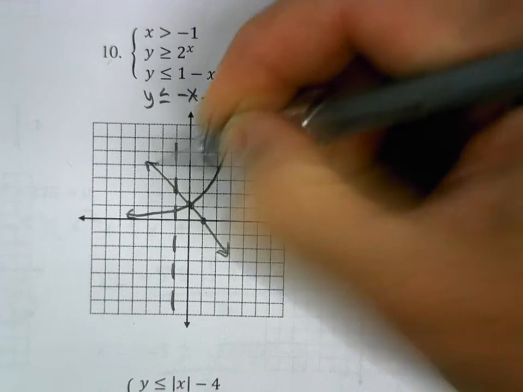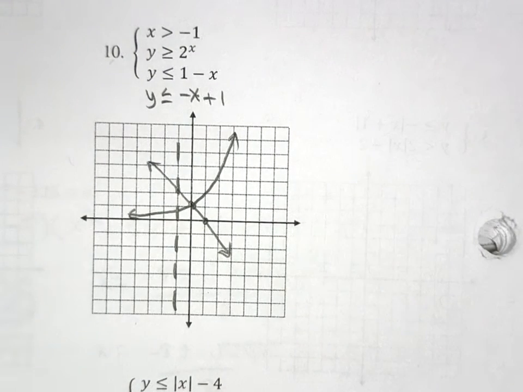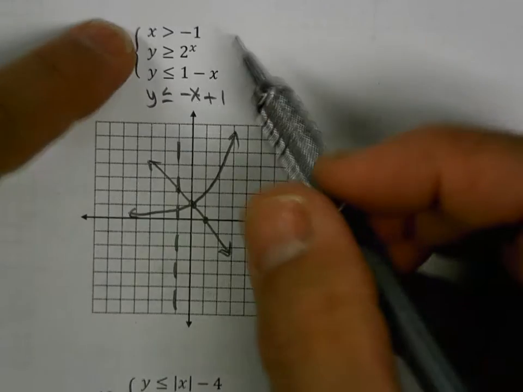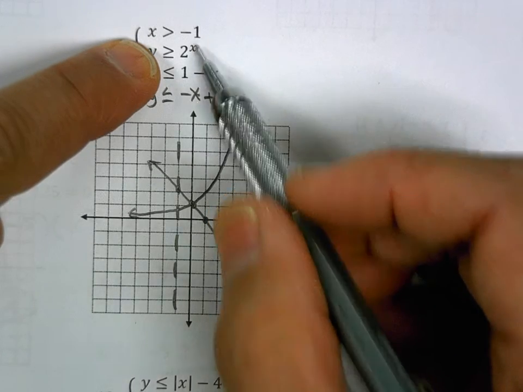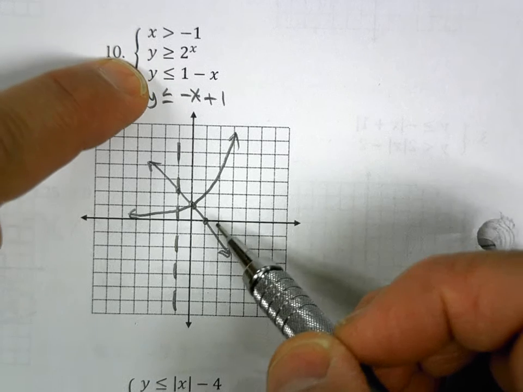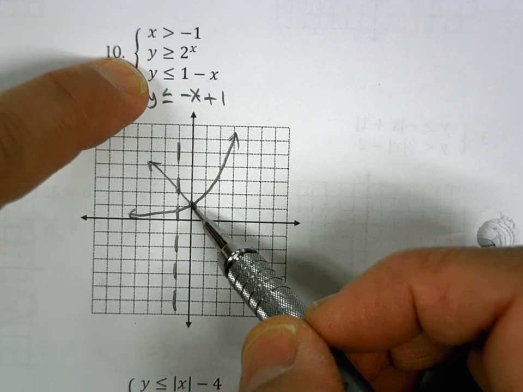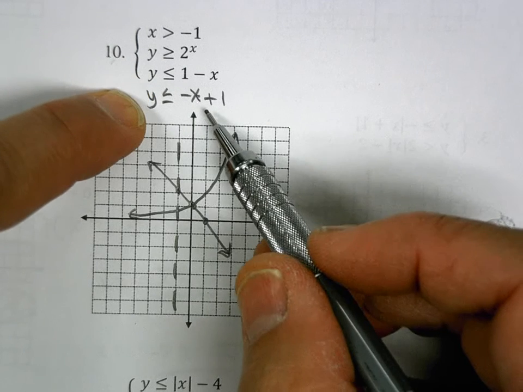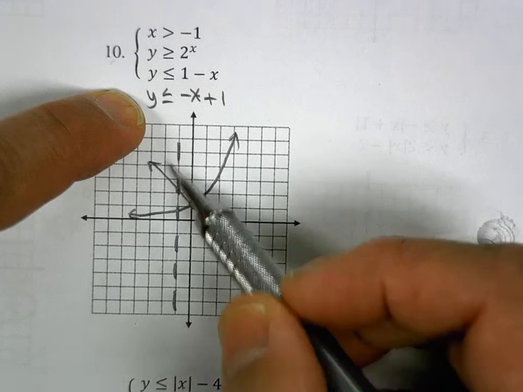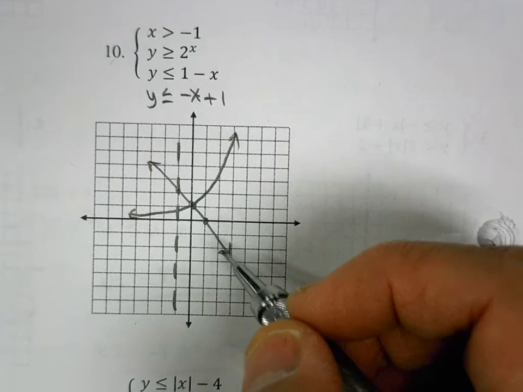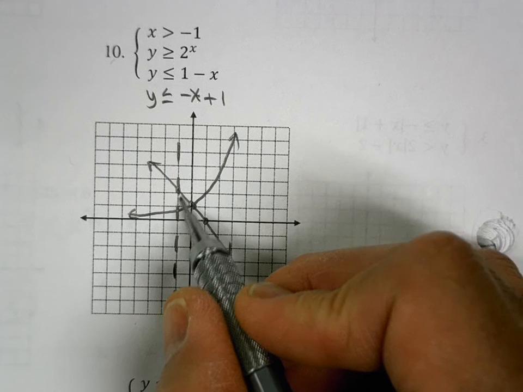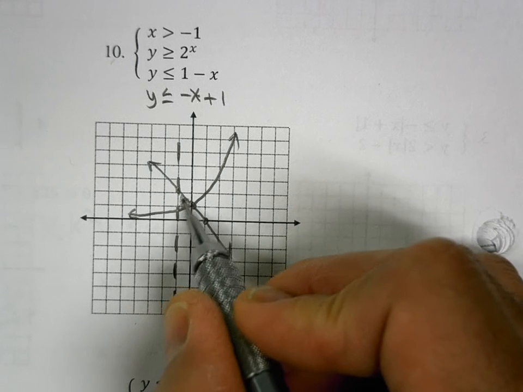Now let's look and see where we shade. It's to the right of -1. It's right of that dotted line. It's above the curve, and it's below this line. So where do I shade? Where does it triple up, I guess? That little thing right there. So right there. Okay.